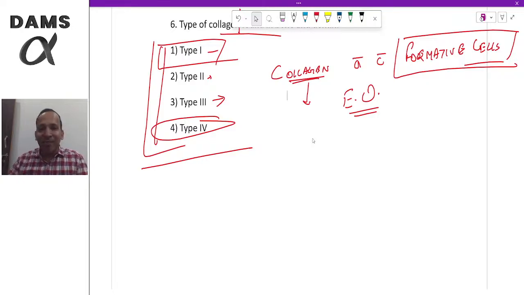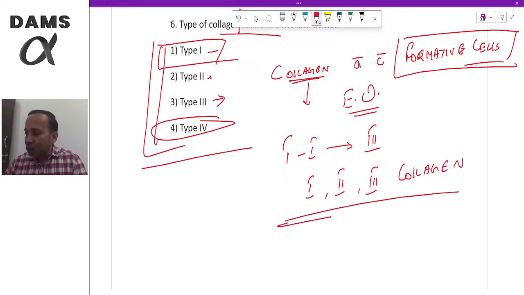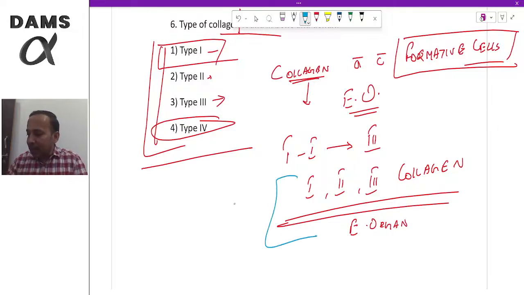तो जैसा कि तुम सबने किया, वेरी गुड. All your answers are incorrect. When you say no, your answers are incorrect. Type 1 से लेकर के type 3 तक, that is type 1, type 2 and type 3 collagen are found in enamel organ. And which cell secretes these fibers? These fibers are secreted by stellate reticulum.